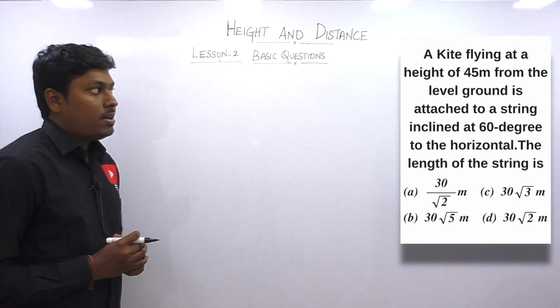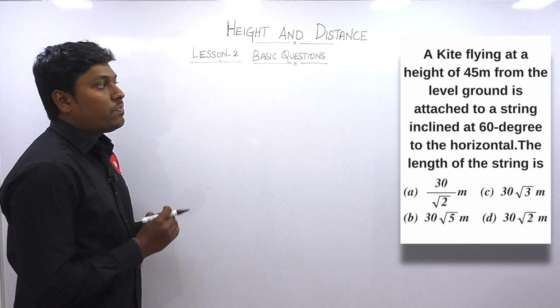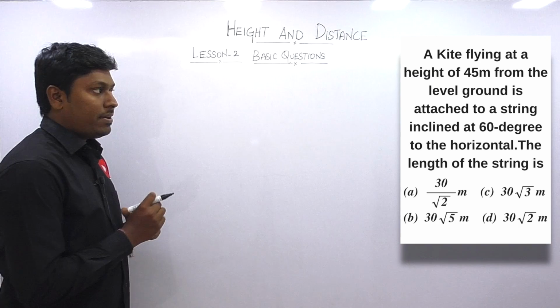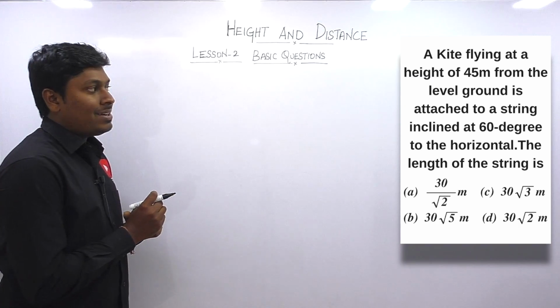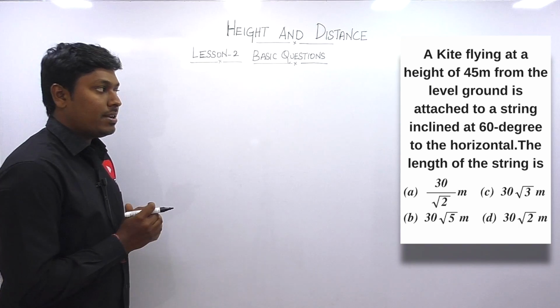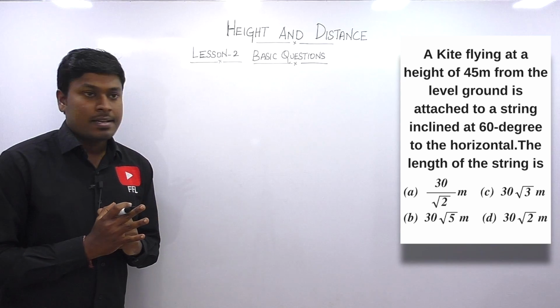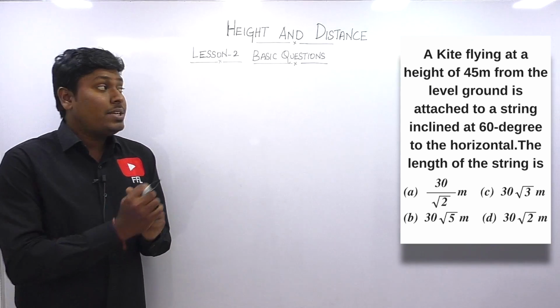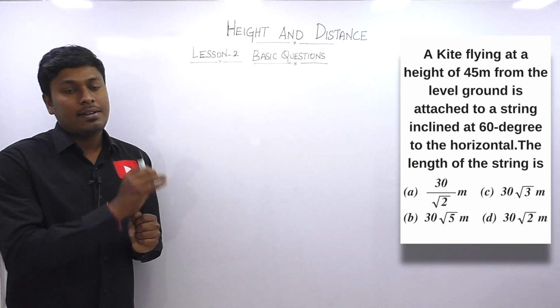Question number 1. A kite flying at a height of 45 meter from the ground level is attached to a string inclined at 60 degree to the horizontal. The length of the string is. So friends, if you are a beginner, try to read the question line by line and draw a diagram.